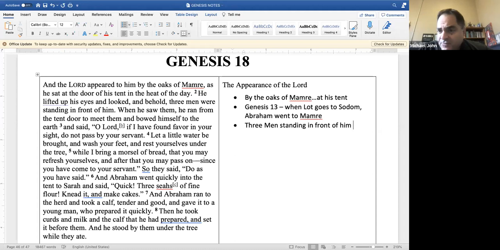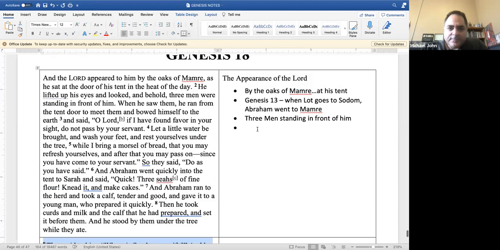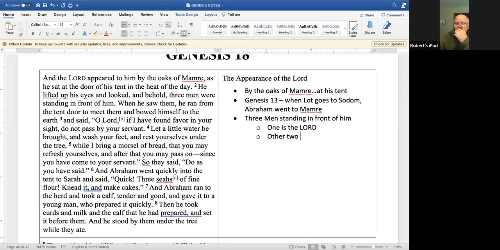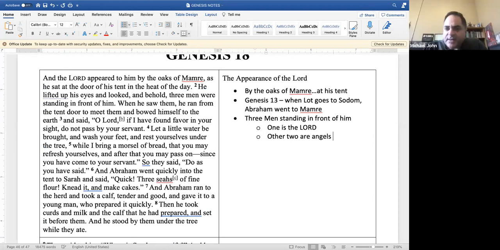Now, again, the Lord has appeared to him before. This isn't the first time. We never describe what the Lord looks like, but he appears, and there are some distinguishing marks that Abraham recognizes as the Lord. But there are three men. So we could say one is the Lord. Who are the other two? Angels. Yeah, the other two, we find out, are angels. They're the ones going to be heading up to Sodom later on. But for now, the other two are angels. We'll find out later on. All right, so Abraham's reception of them.